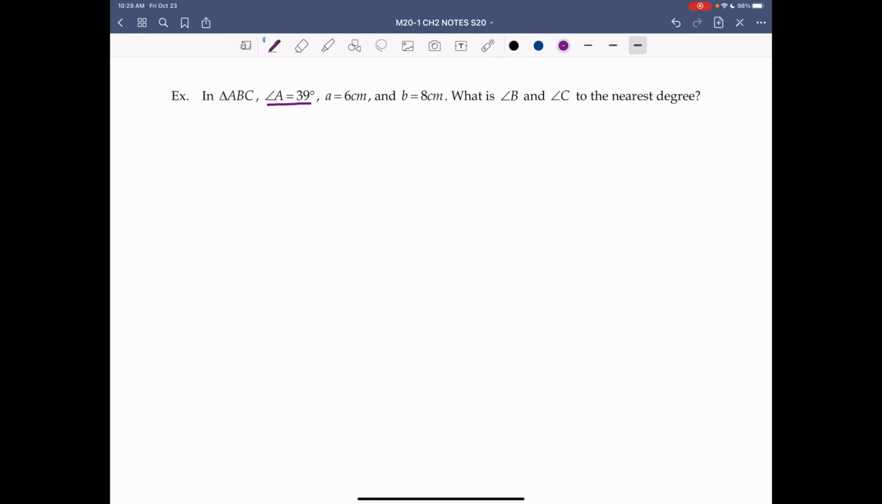I'm given an acute angle and a side A that's opposite my acute angle, which is less than B. So A is less than B. I could have the ambiguous case. What I need to know next is, is A greater than H? If A is greater than H, since A is less than B, then we would have the ambiguous case and two possible solutions. So let's figure out what the H value of this triangle is.